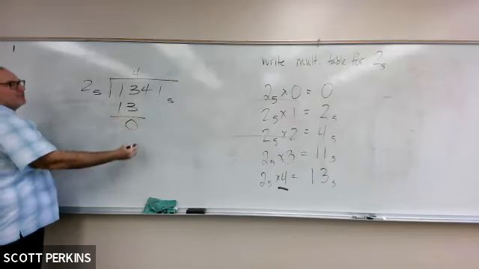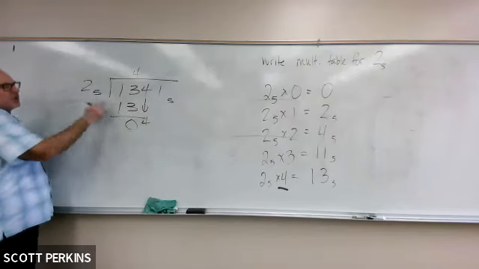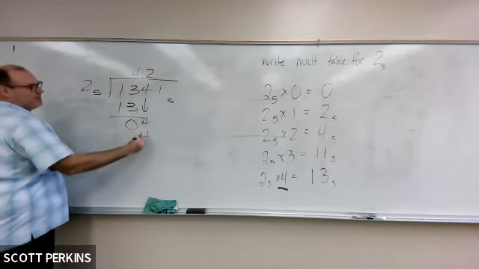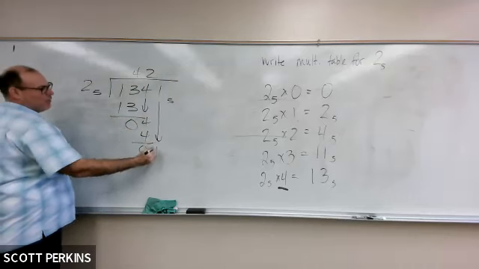This time I have 0. So I bring down the 4. 2 goes into 4. Well, I can hit that dead on too. So 2 times 2 turns out to be 4. Again, I have 0. So I bring down the 1.